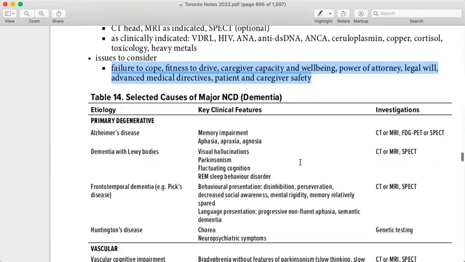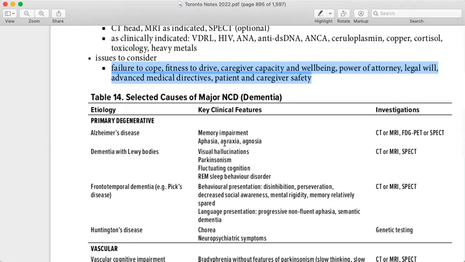Then selective causes of the major NCDs: basically Alzheimer disease, dementia with Lewy bodies, then frontotemporal dementia and Huntington disease. Usually they can all present with memory loss and visual disturbance. Dementia with Lewy bodies presents with visual hallucination. Frontotemporal, I'm just telling you one of the most important things that they can present with. Alzheimer is basically overall impairment.